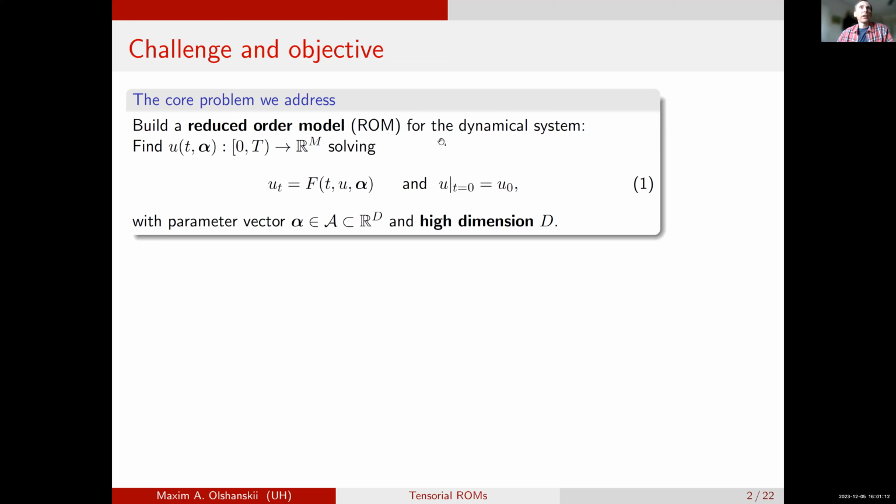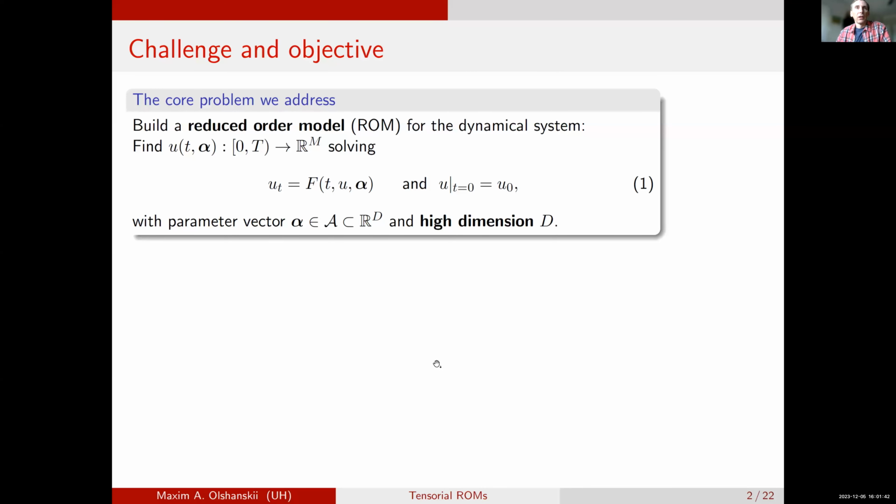So we're interested in building ROMs for dynamical systems which depend on parameters. This is my notation for this talk. Alpha is one of the key notations, a vector of parameters. It may live in high dimensional space, R^d in general. U is always a state. M is the form dimension.